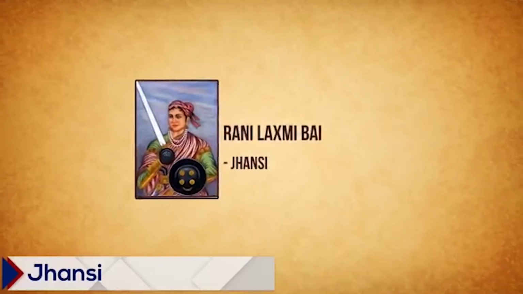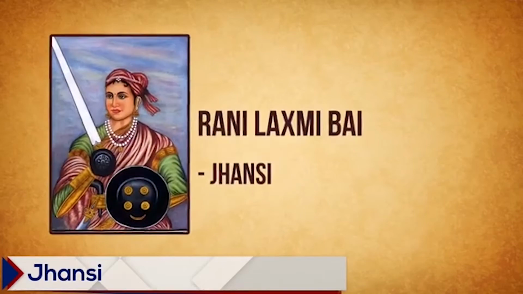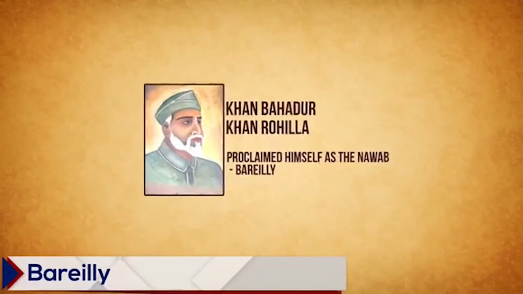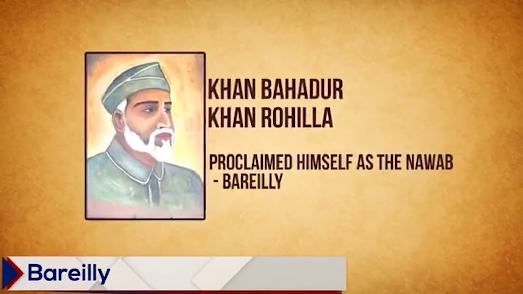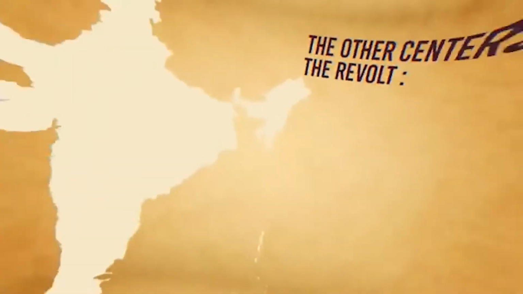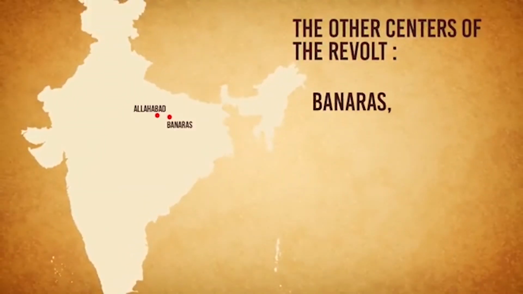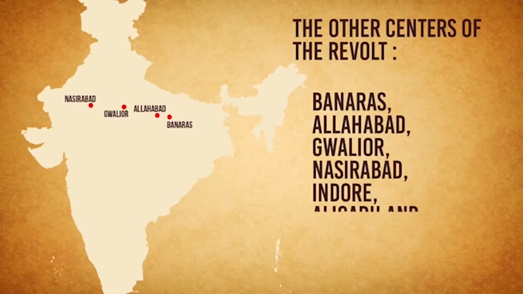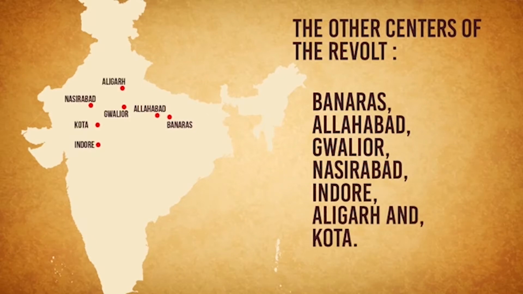Jhansi. After some initial vacillations, Rani Lakshmibai assumed the leadership of the mutiny. After being defeated at Jhansi, she captured Gwalior with the help of Tantia Tope and Afghan guards. Bareilly. Khan Bahadur Khan proclaimed himself the Nawab and led the revolt there. The other centers of the revolt were Banaras, Allahabad, Gwalior, and Nasirabad in Rajputana, Indore, Aligarh, and Kota.